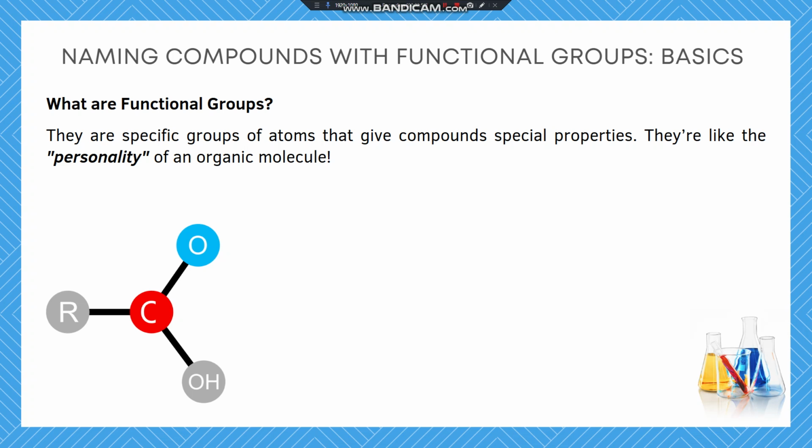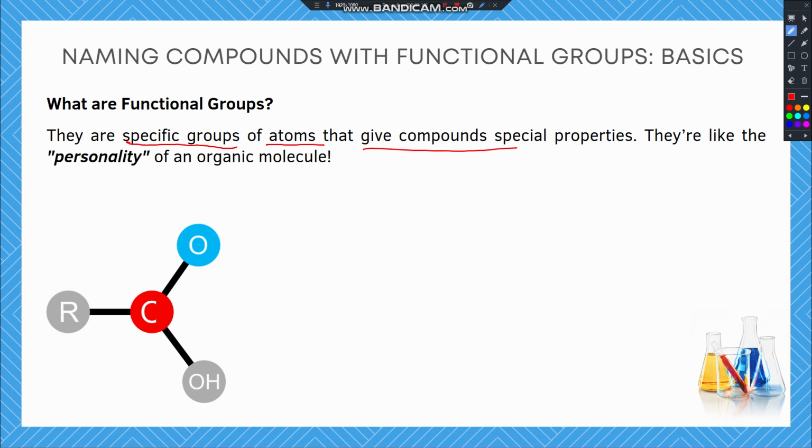All right, now having seen how to name cyclo compounds, let's move on to the concept of naming compounds with functional groups. Now this happens to be a personal favorite of mine, so let's define what functional groups are. Functional groups are simply specific groups of atoms that give compounds special properties. Okay, so now let's think of them like the personality of an organic molecule.